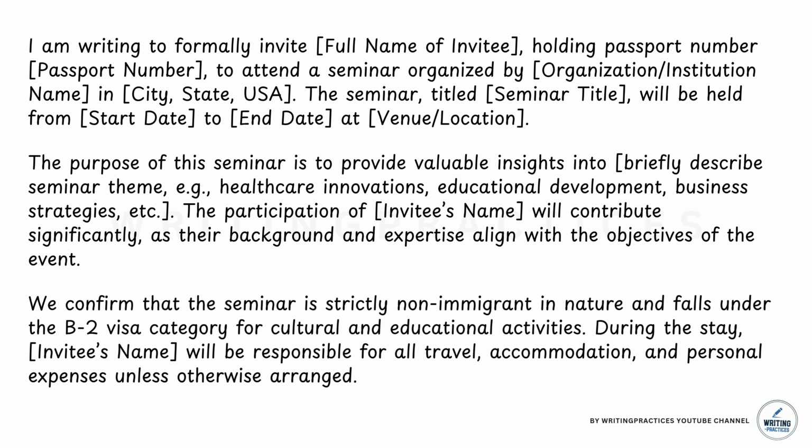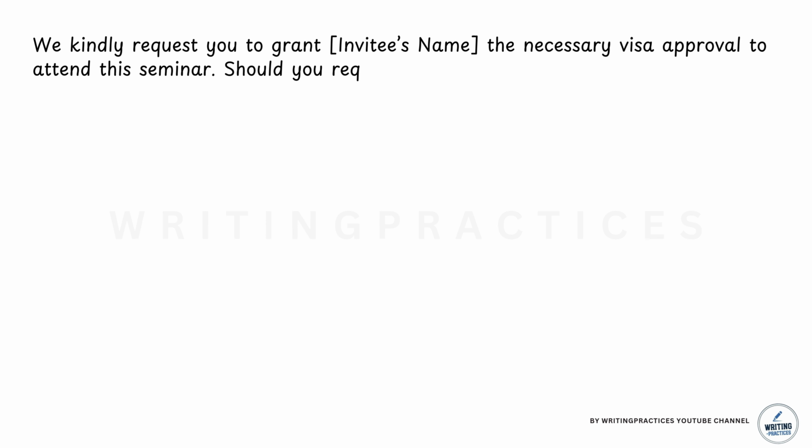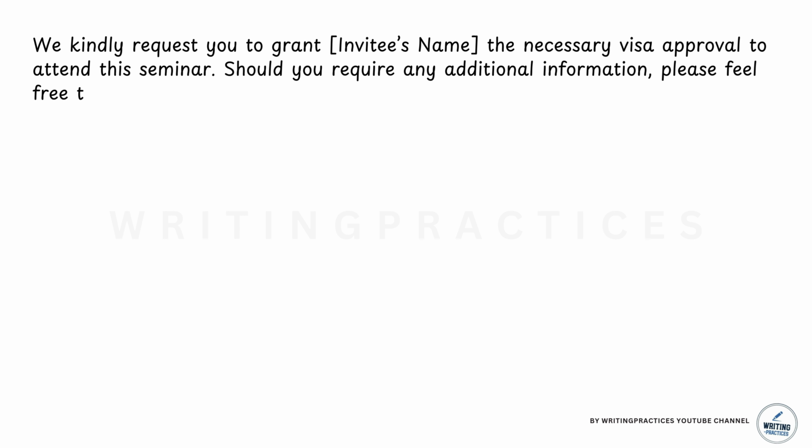Body paragraph 3, formal visa request. In this paragraph, you make the official request for the visa. The template provides a very straightforward sentence. We kindly request you to grant invitee's name the necessary visa approval to attend this seminar. This direct request matters because the consulate must have a clear statement of what is being asked. Being concise here ensures that the purpose of the letter is unmistakable.